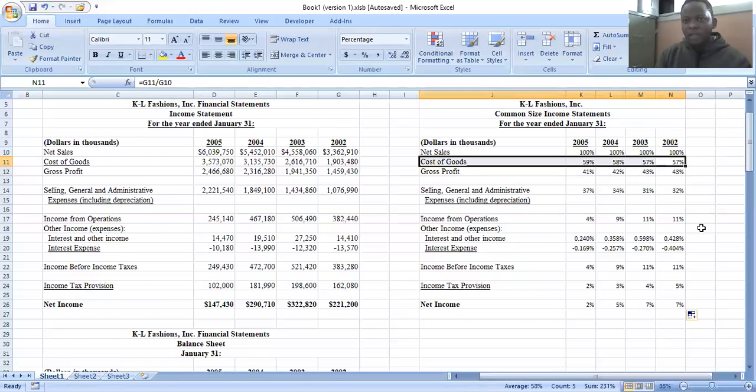So the common size financial statements can be used well for a trend analysis as well as for a common size analysis. So as easy as that.